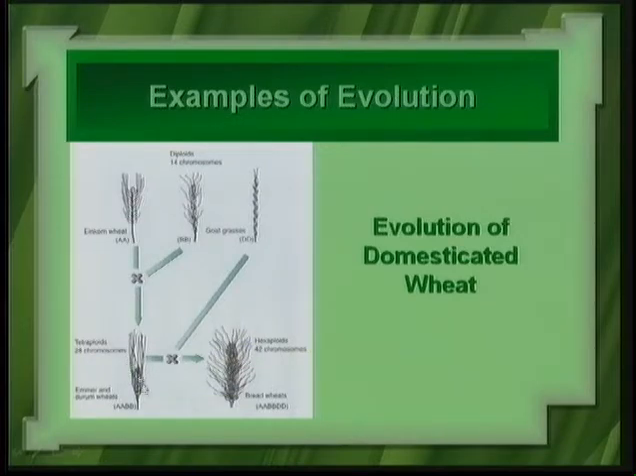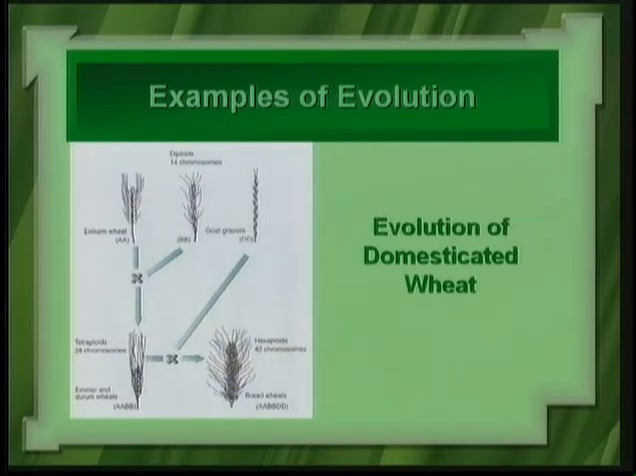Now, what they did then, they crossed this tetraploid with another diploid goat grass, crossed them together, and what you ended up with is a hexaploid. You have 6 sets of chromosomes in the kind of wheats that we use to make bread with. So this clearly shows the fruiting head is not the same as any of its parents. It's different.